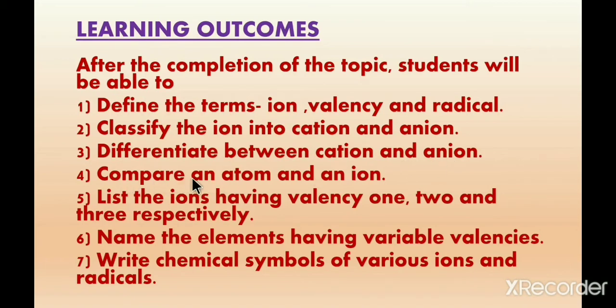Number 4, compare an atom and an ion, like a sodium atom with a sodium ion. Number 5, you will be able to list the ions having valency 1, 2 and 3 respectively. Ions may be cation or anion. Number 6, you will be able to name the elements having variable valencies, means valency more than 1. Number 7, you will be able to write chemical symbols of various ions and radicals.